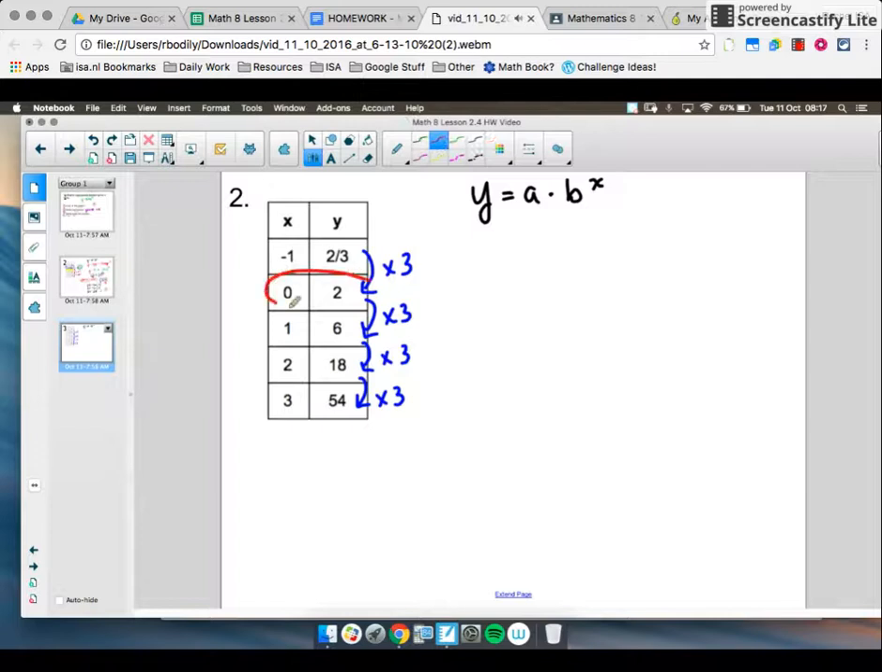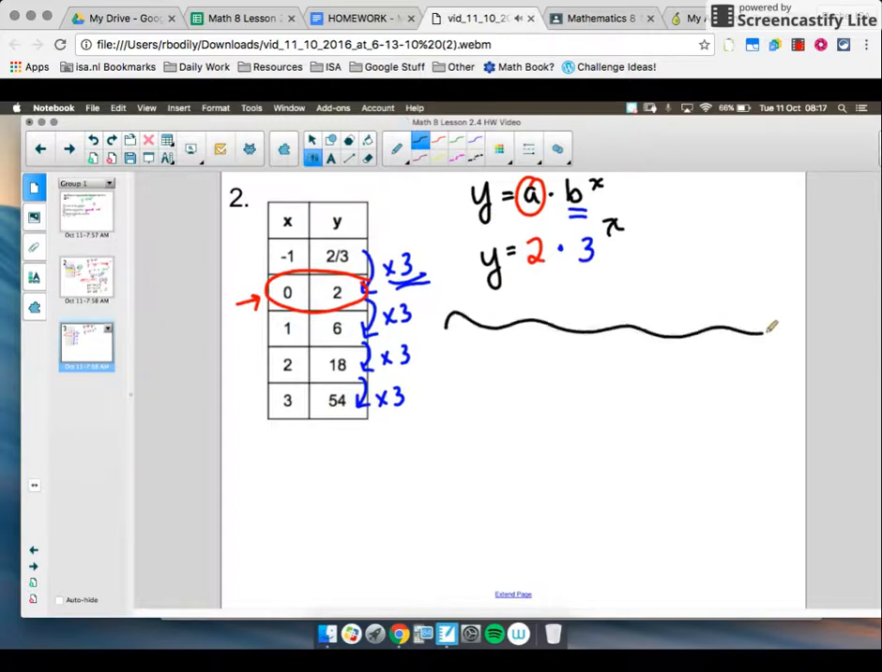My now, my a, is always going to be when x equals 0. So if you don't have that in your table, then you have to figure out when x equals 0, what is y going to be? In this case, it's 2. And then my b value is just my change. So here's our function. Here's our general rule for this table.